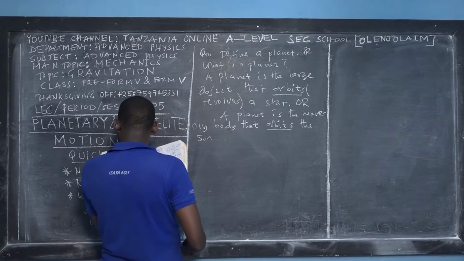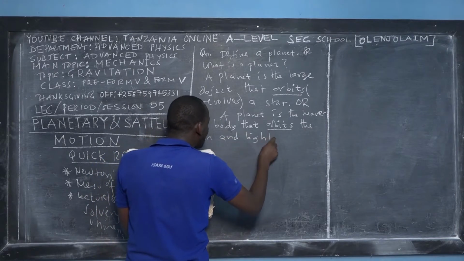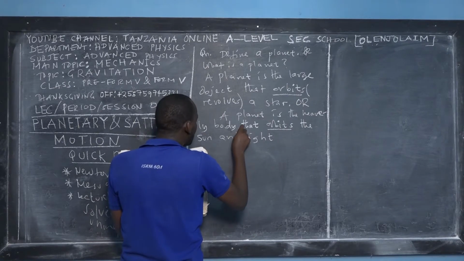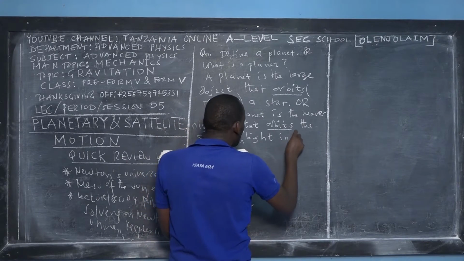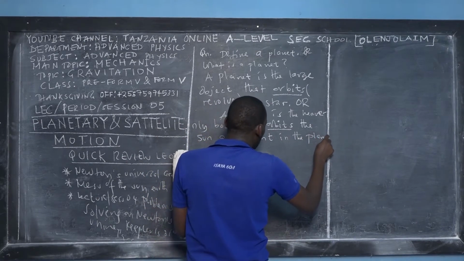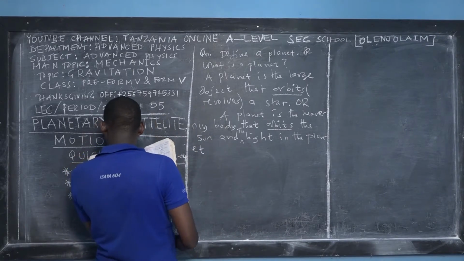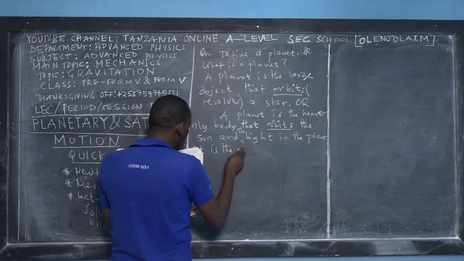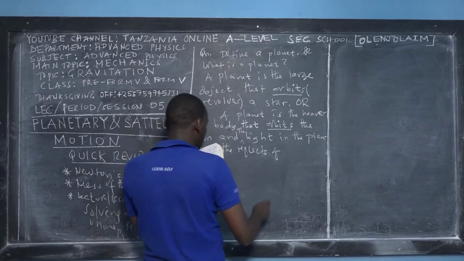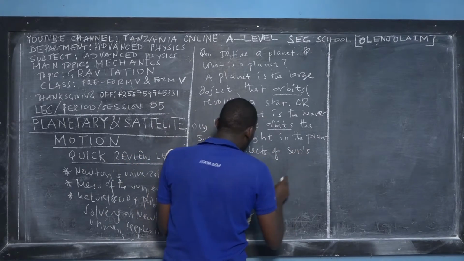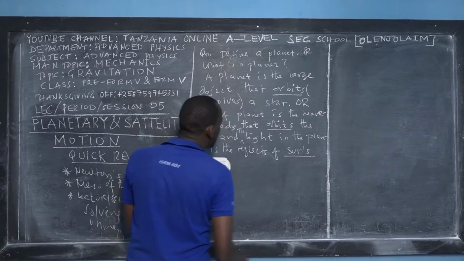The sun, and the light we find in the planet. Okay, and the light we find in the planet is a reflection. Is a reflection of what? Reflection of sunlight. So that's the fact about the concepts.